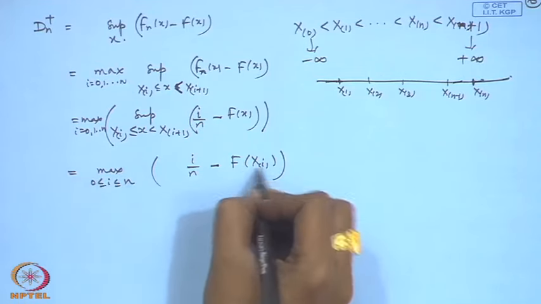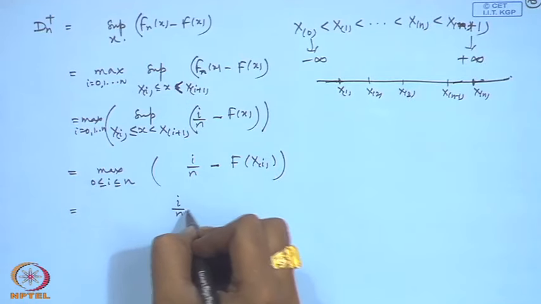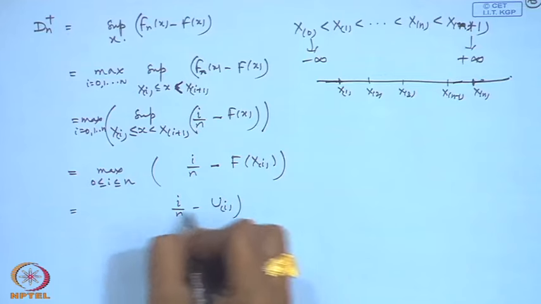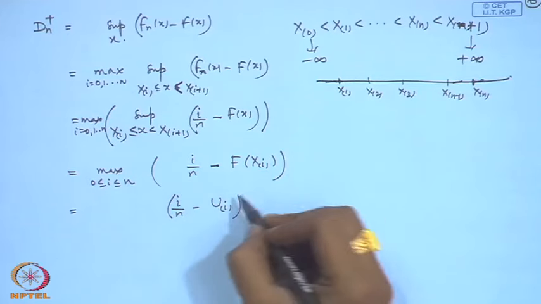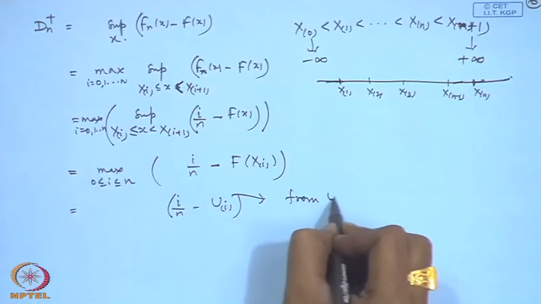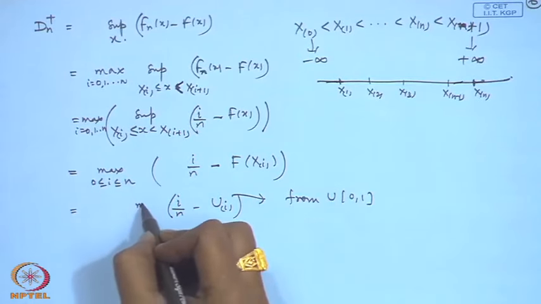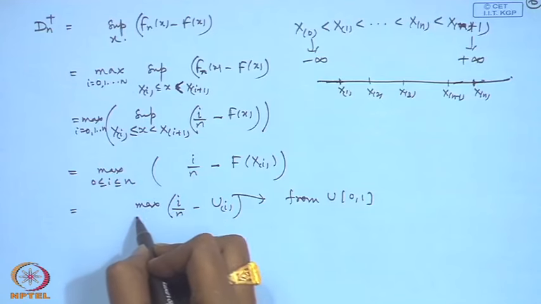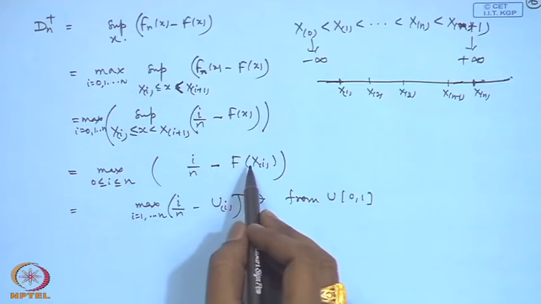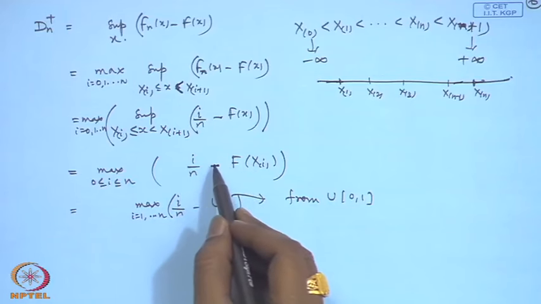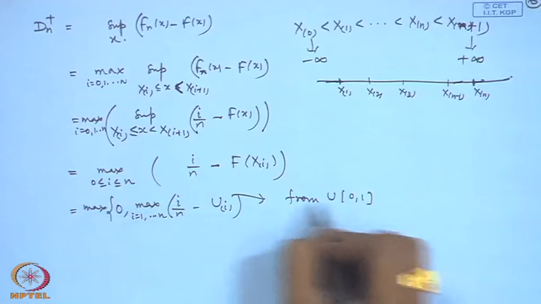And now, these F of x_i's are actually the u_i's that we have already seen. So, this is i by n minus u_i's, where u_i's are the order statistics from the uniform 0,1. This is from uniform 0,1 here. And we are looking at the maximum for i is equal to 1 to n, and corresponding to i equal to 0, this is actually 0. So, this is the maximum of this and this.